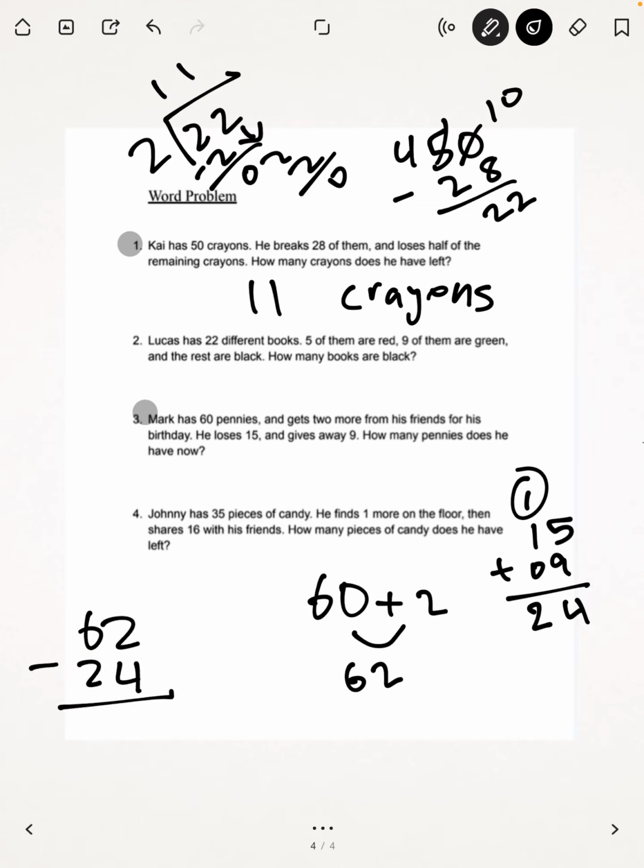subtract that. You can't subtract 2 with 4, so you borrow from the tens place. This one becomes 5. This one becomes 12. 12 minus 4 is 8. 5 minus 2 is 3. So he has 38 pennies left.